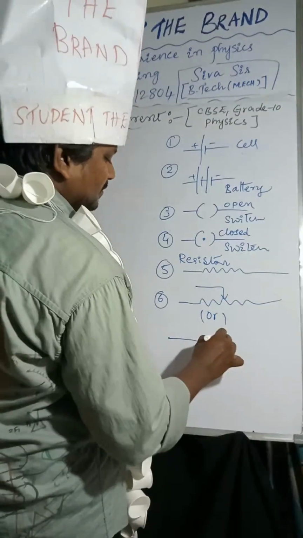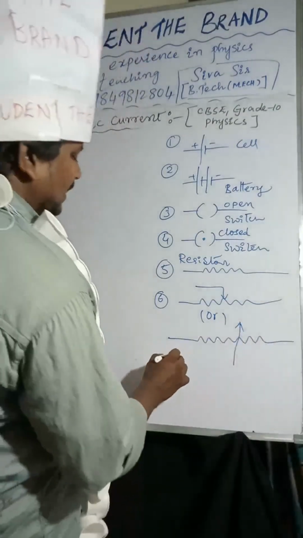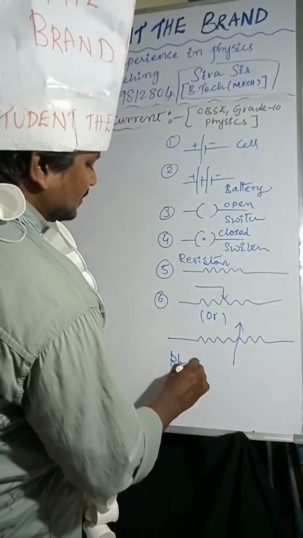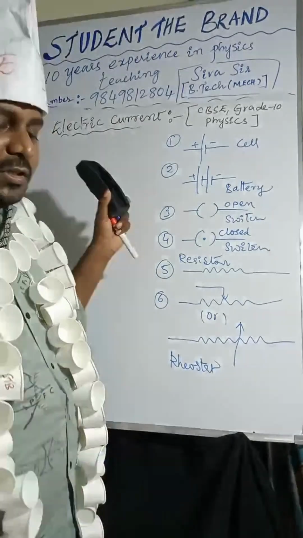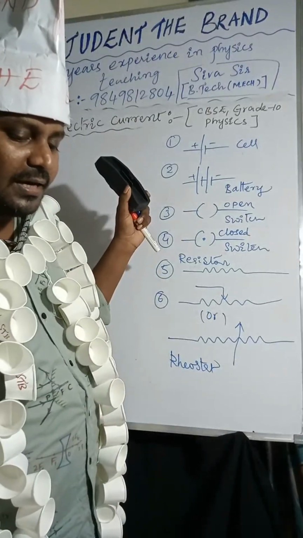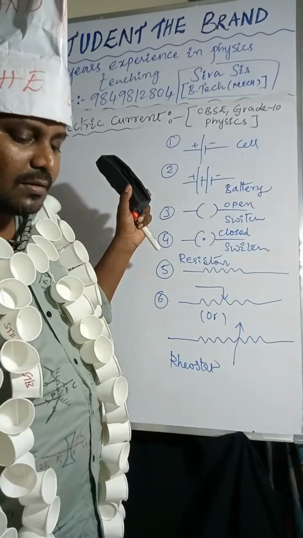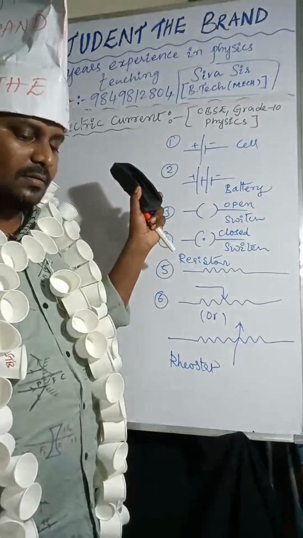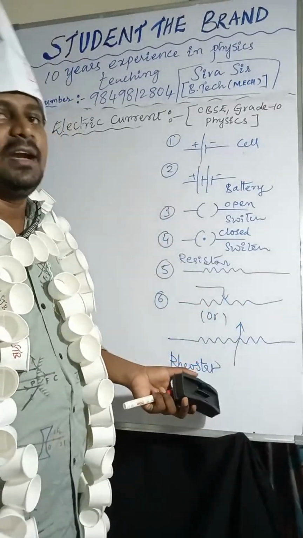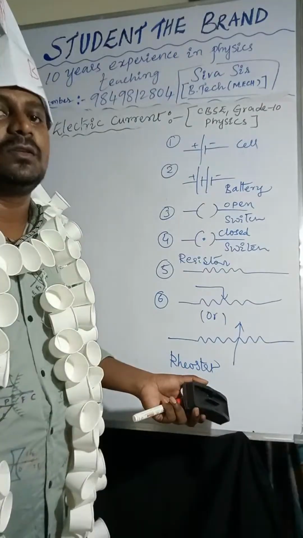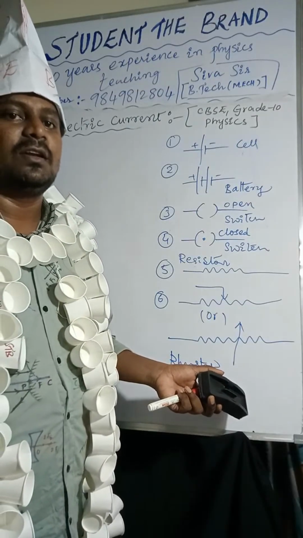Rheostat is a device which is used to regulate the current without changing the voltage source. If it is regulating the current without changing the voltage source, that is called a rheostat.